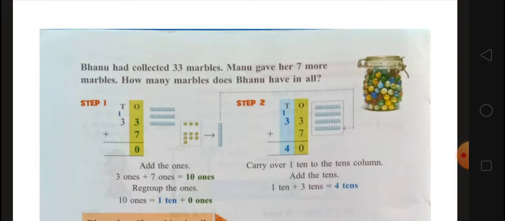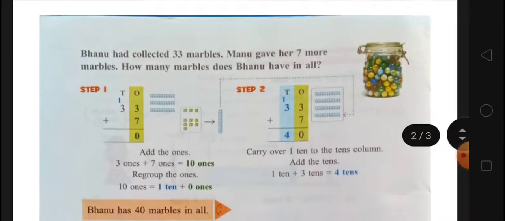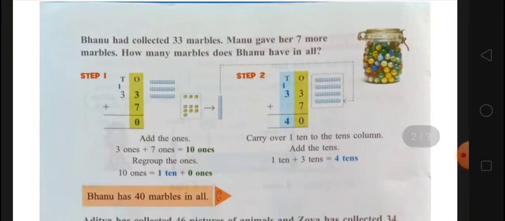In step one, you have to add the ones. So 3 ones plus 7 ones equal 10 ones. Regrouping the ones, 10 ones equal 1 ten plus 0 ones.